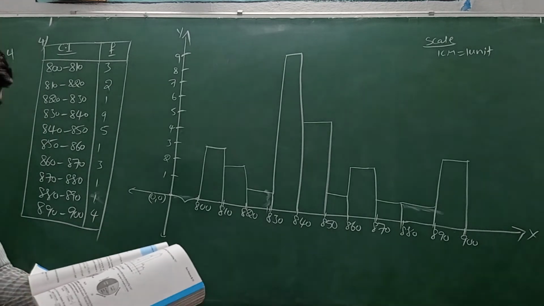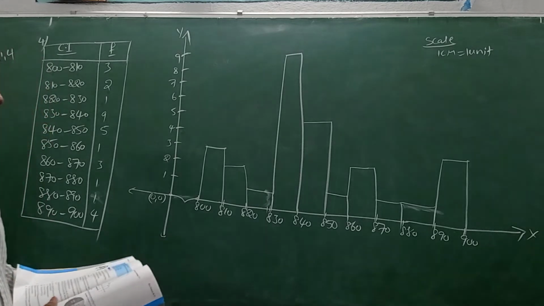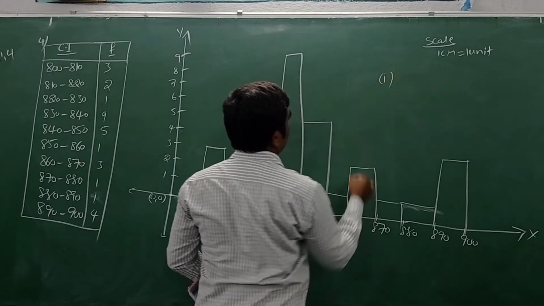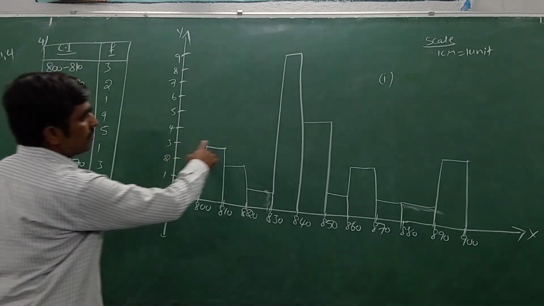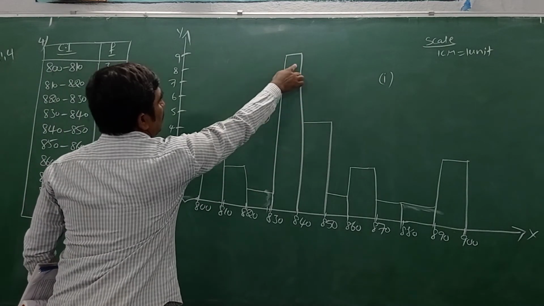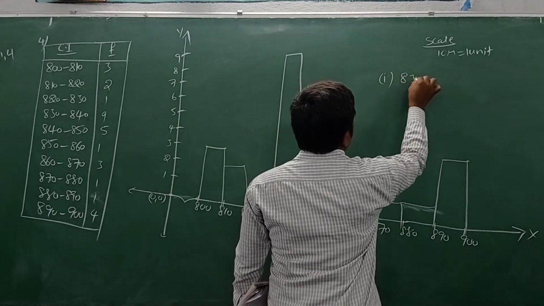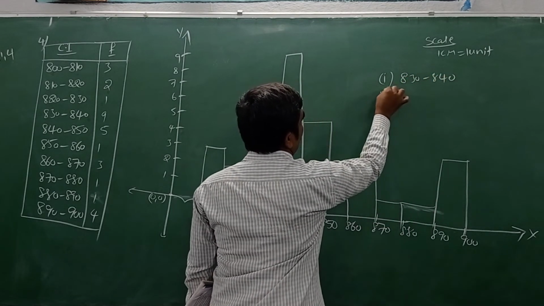They gave some questions here. They are asking which group has the maximum number of workers. First one, solution: which group has the maximum number of workers. Now, where you can see the maximum is 9. In which group? 830 to 840. Yes, from the 830 to 840 group I can see the maximum number of workers.